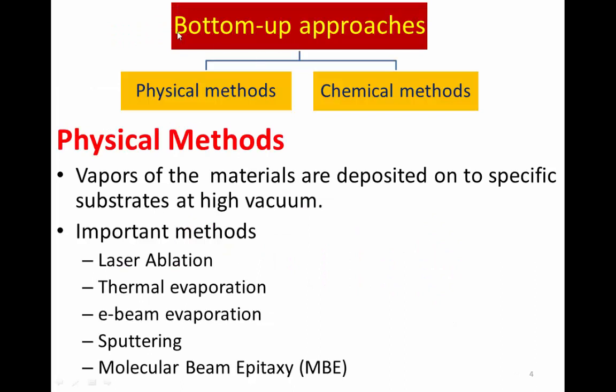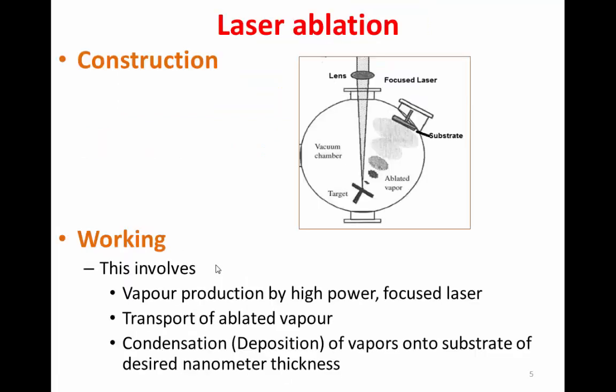The bottom-up approaches can be broadly classified as physical methods and chemical methods. In the physical methods, the vapors of the materials are deposited onto desired substrates in a vacuum chamber. The important physical methods are laser ablation, thermal evaporation, electron beam evaporation, sputtering, and the sophisticated molecular beam epitaxial technique. Now, let me elaborate on one of the physical methods of nanomaterial synthesis. I'll take laser ablation as an example.